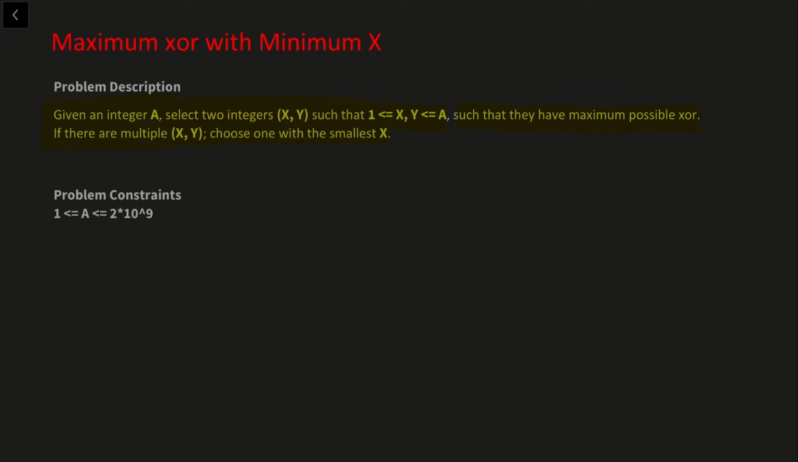So basically we need to maximize the XOR of any two values, and those two values should be in range 1 to a. The problem constraints are a can vary from 1 to 2 into 10 raised to power 9. Okay. Now let's talk about some examples. Now let us talk about the solution.